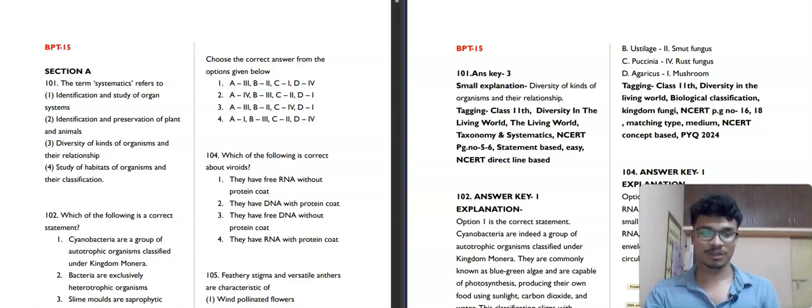I am Shahin Mahmood, currently studying MBBS from College of Medicine and JNM Hospital Kalyani, and today we will discuss the botany part of PPT 15. So let's start with section A.